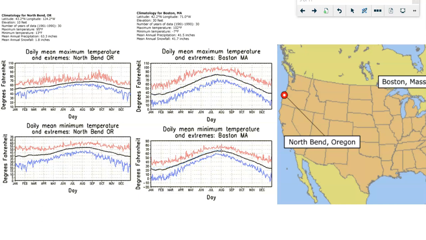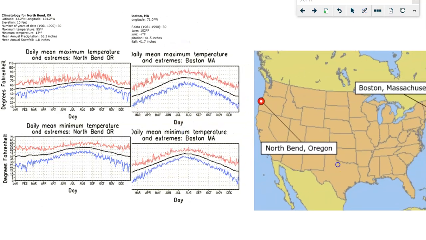The other thing we see is for precipitation. So North Bend is 63 inches and Boston is about 20 inches less than that, about 42-ish inches on average. And most of that, if you look here, falls as snow for Boston. So let's talk temperature. Why would the temperature be so different between Boston and North Bend?